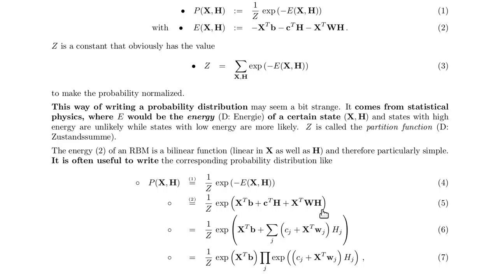Then we can rewrite this one here. So this is a vector times a matrix times a vector. And if we spell this out as a sum, this part here would be X transpose W_j H_j summed over j, where W_j are the rows of W. And this part here, simply since it's an inner product between C and H, would be just C_j times H_j. So we can combine these two terms into this part here, and the H ends up here, and then we sum over j.